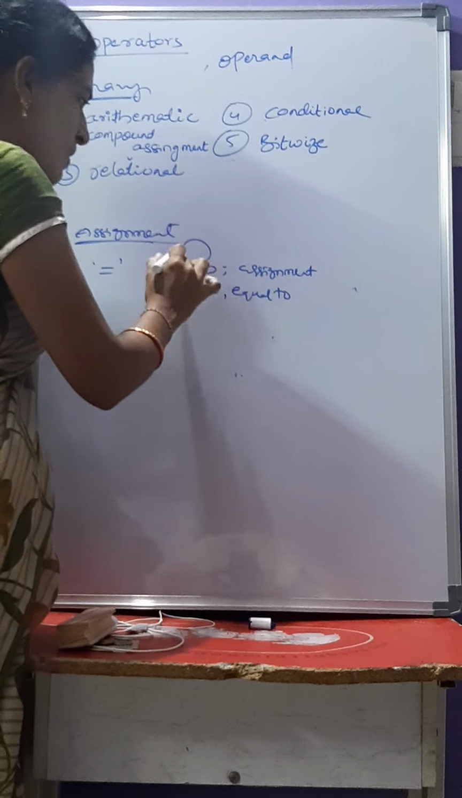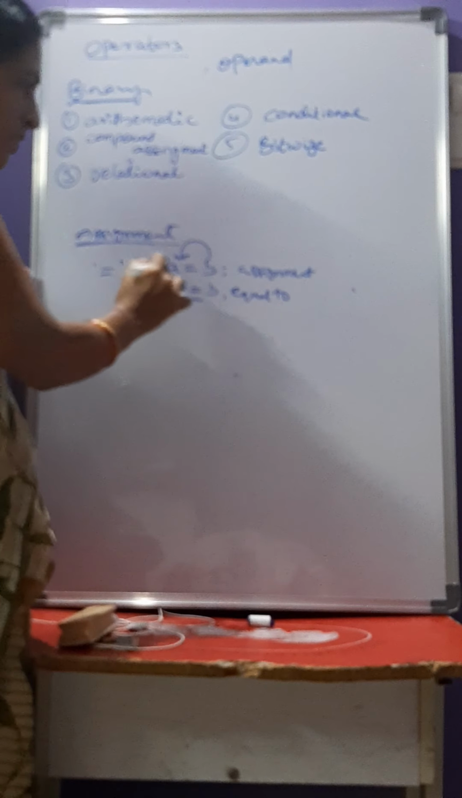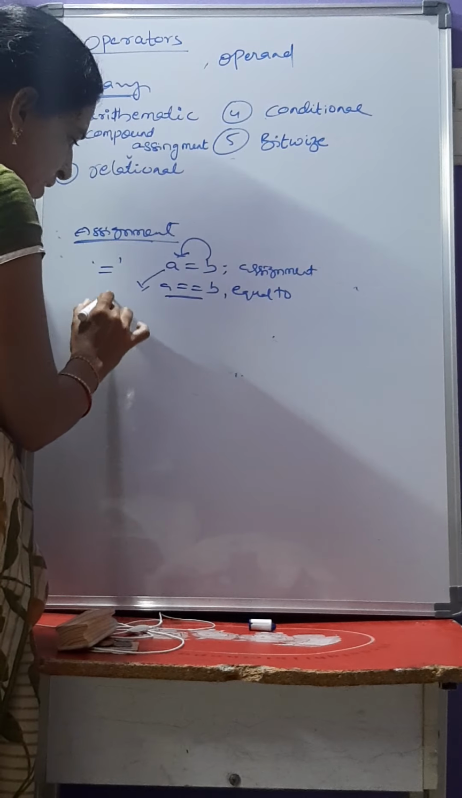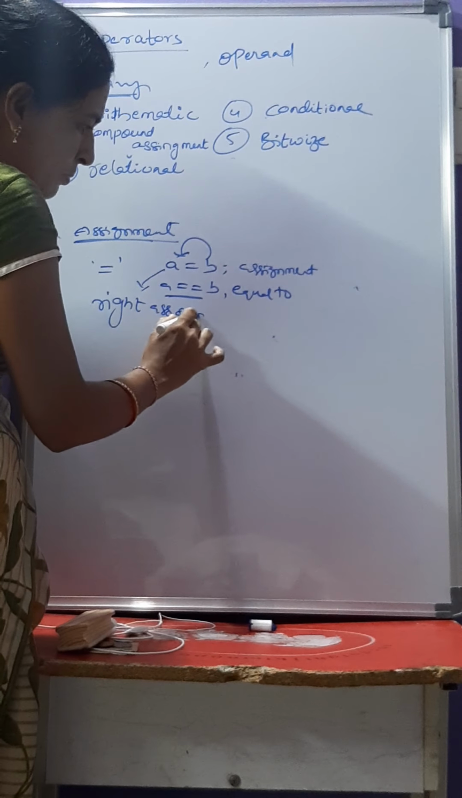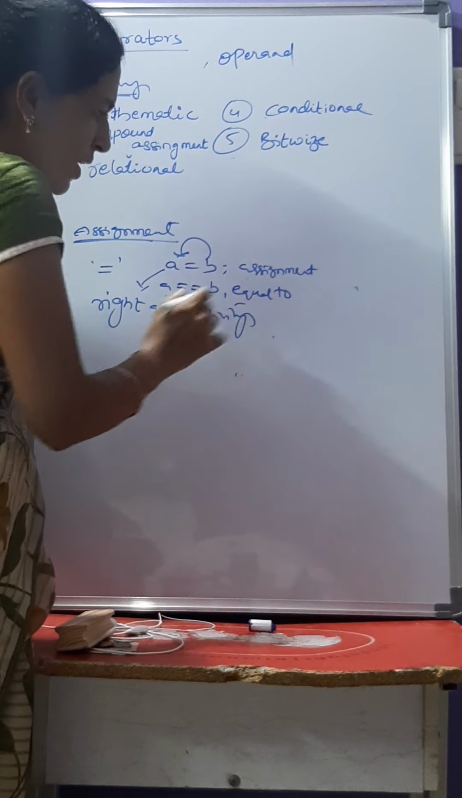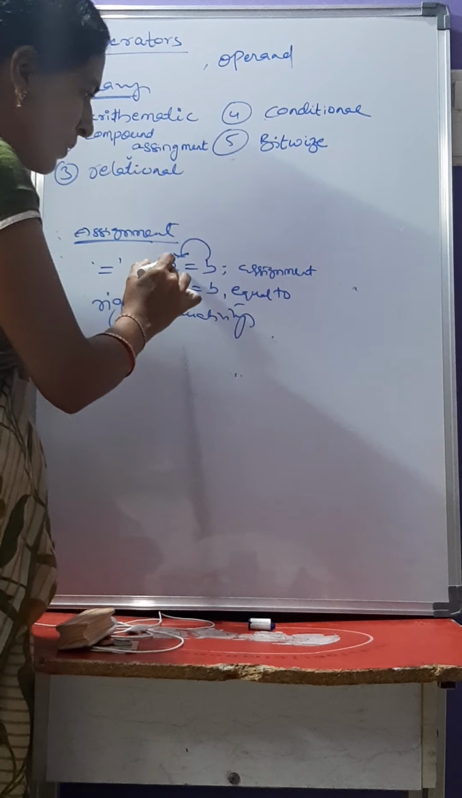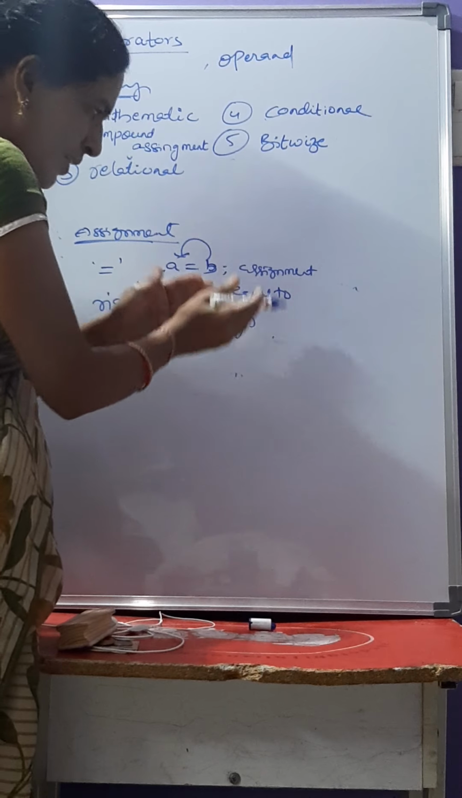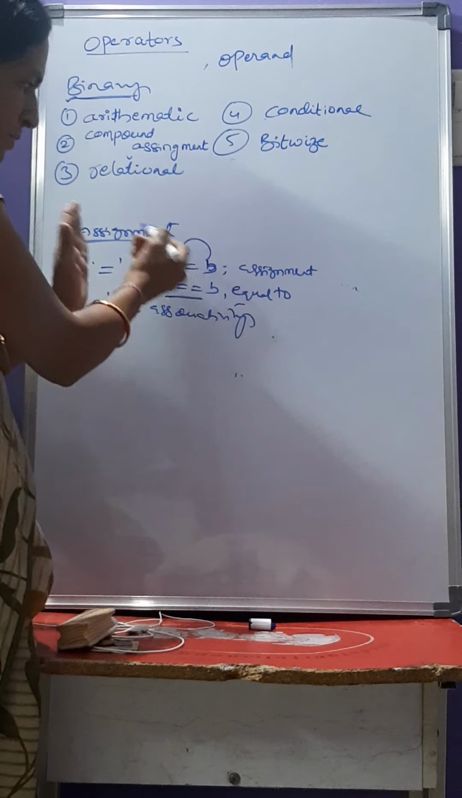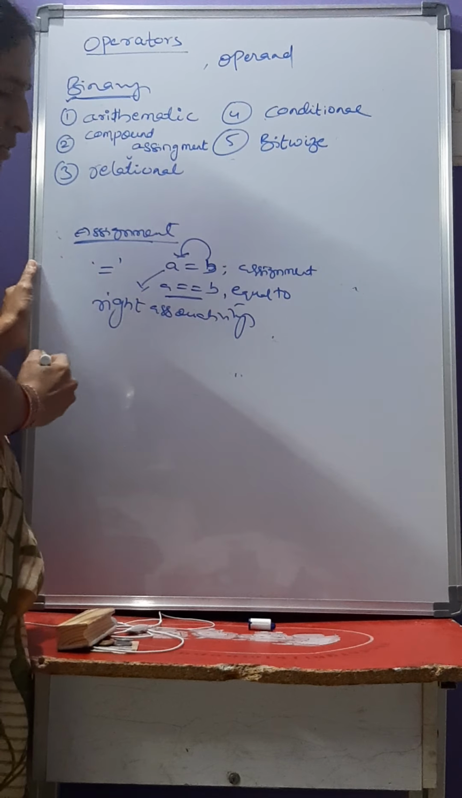Assignment. That means B is assigned into A. So this is nothing but right associativity. So why are we calling it right associativity? Right associativity is nothing but the value on the operator's right side, here B, is assigned to the left side. That's why this is called right associativity.